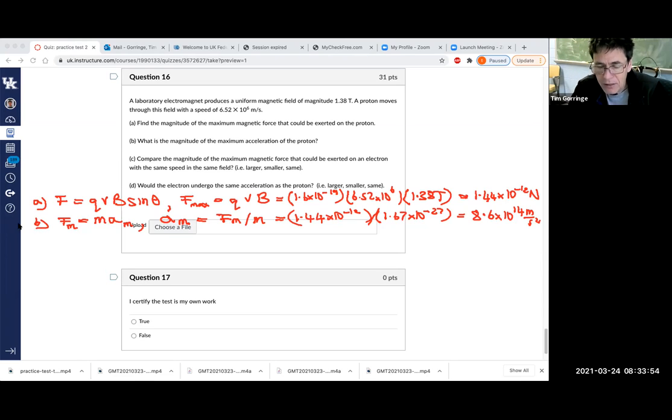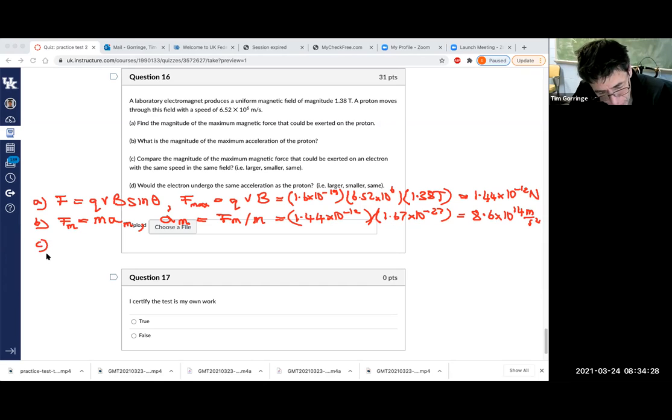Parts C and D ask us now to think about not a proton moving with that speed in that field, but an electron moving with that speed in that field. So what's the maximum force on an electron rather than a proton? What's the maximum acceleration of the electron rather than the proton? The question is just asking us to say, are these things the same or are these things different?